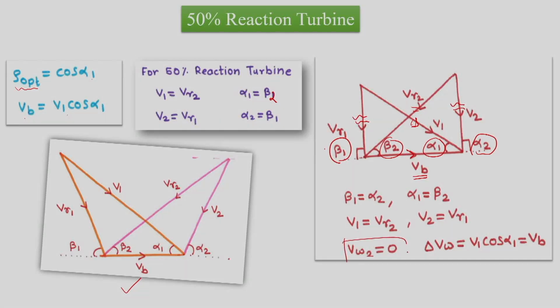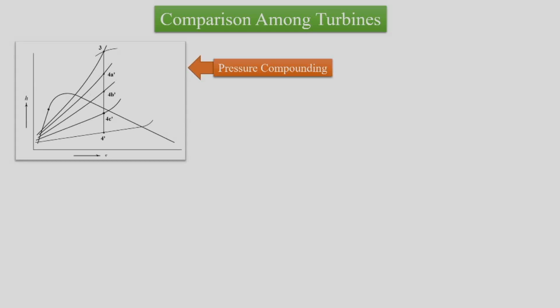Here we have VW2 to be 0, so delta VW1 is equal to V1 cos alpha 1 which is VB. So we have work done is equal to m dot s into delta VW into VB, which is VB square into m dot s. This is a particular case for 50% reaction turbine with maximum efficiency or optimum working of 50% reaction turbine. Now we will compare different turbines.